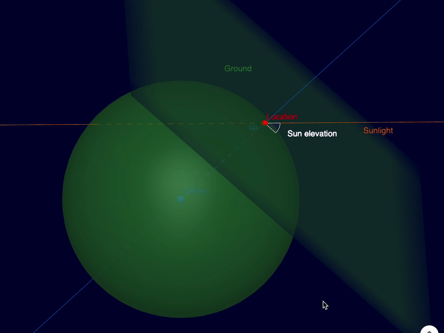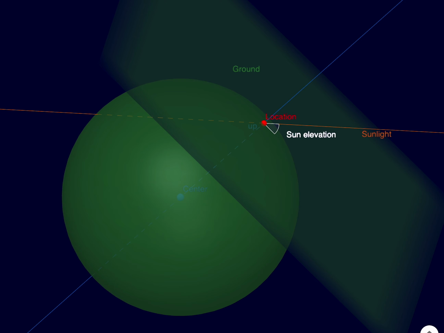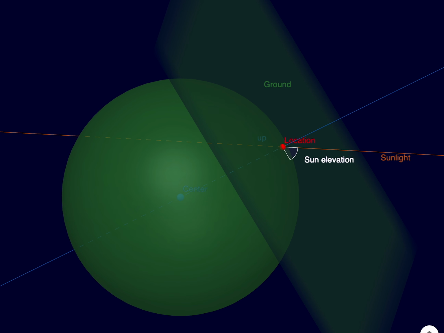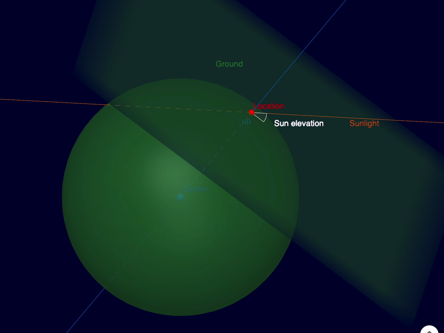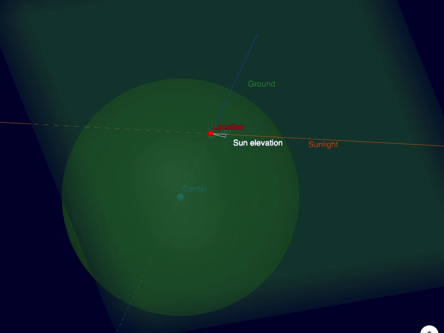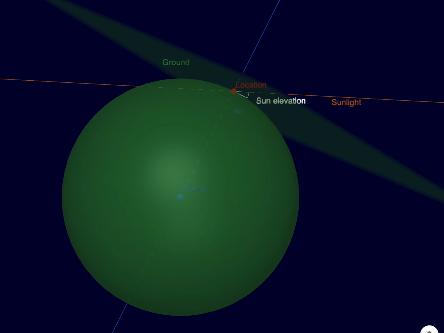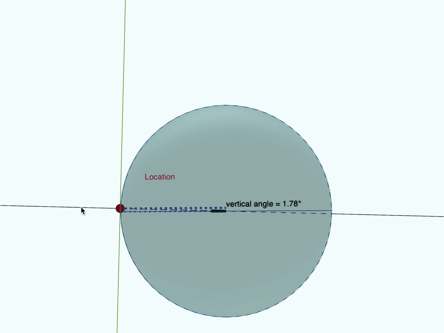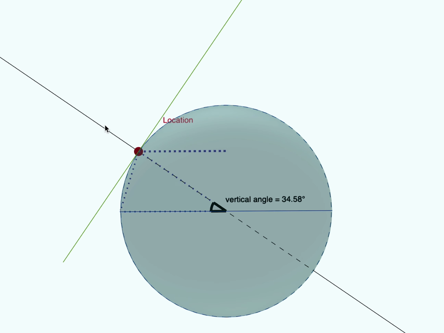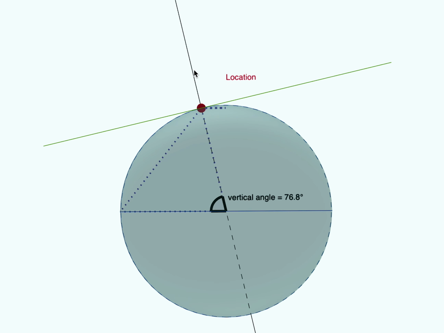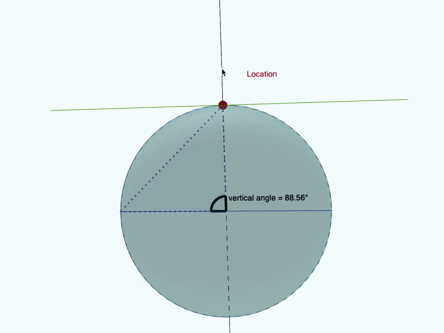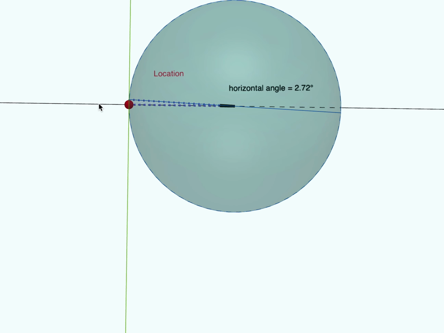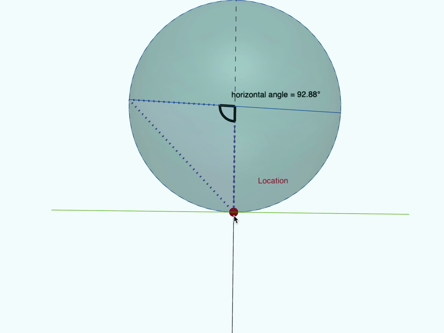The line that connects the center of the Earth to your location represents directly up, and the plane representing the ground is perpendicular to this up line and tangent to this circle. Still, the sun's elevation is the angle between the sunlight and this plane. The sun's elevation is all dependent on how tilted this plane is, either up or sideways. This vertical and horizontal tilting can be measured using a vertical angle and a horizontal angle.